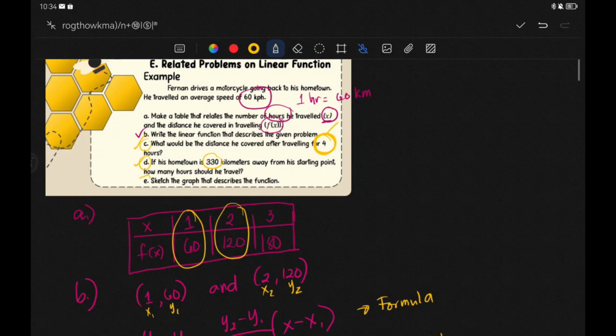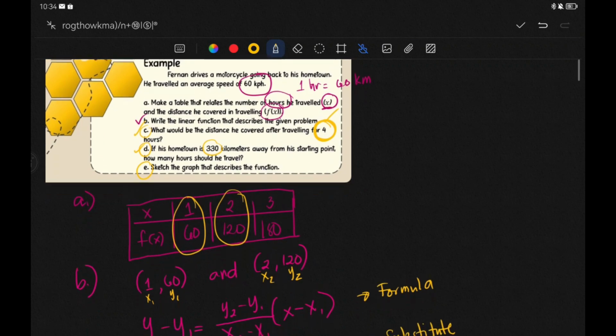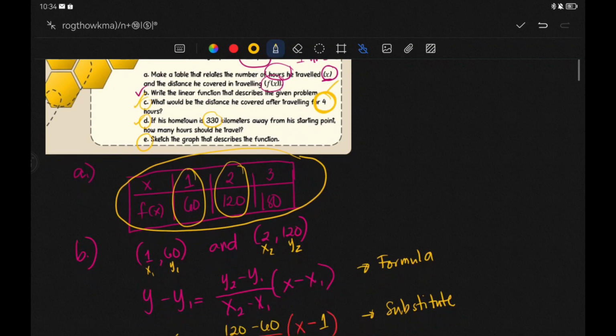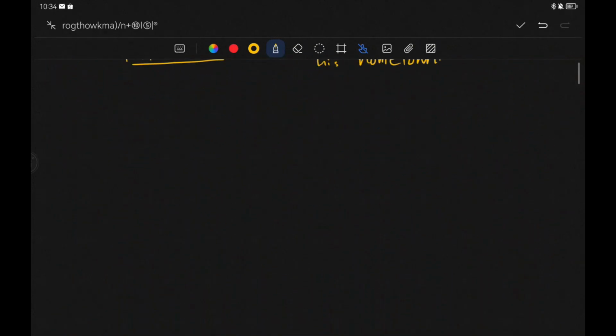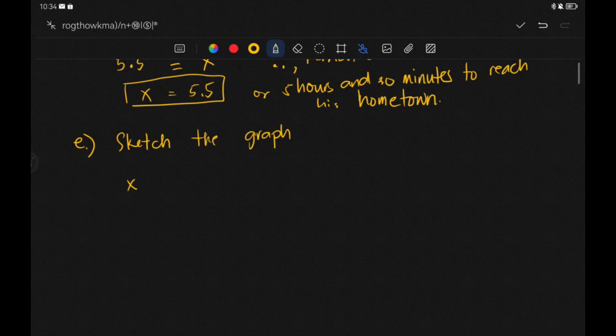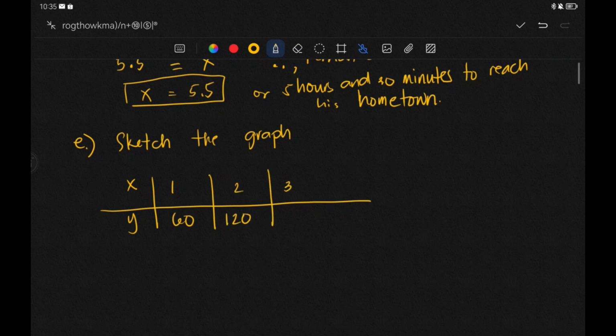Now let's proceed to the last one. Sketch the graph that describes the function. So we are going to sketch the graph. How are we going to sketch the graph? We are going to use the table of values. So for letter E, let's copy the table of values. Now the table of values is this one. 1 is equal to 60, 2 is 120, 3 is 180, 4 is 240.